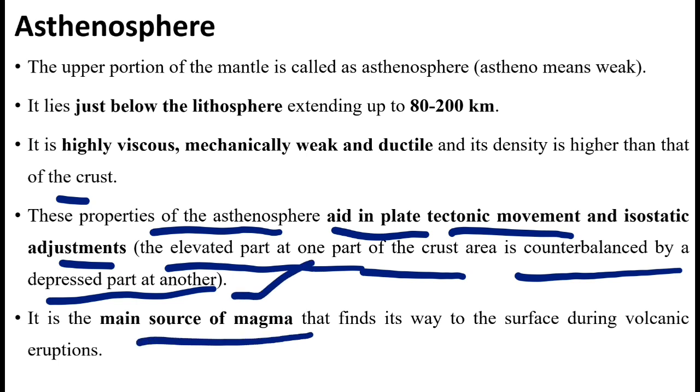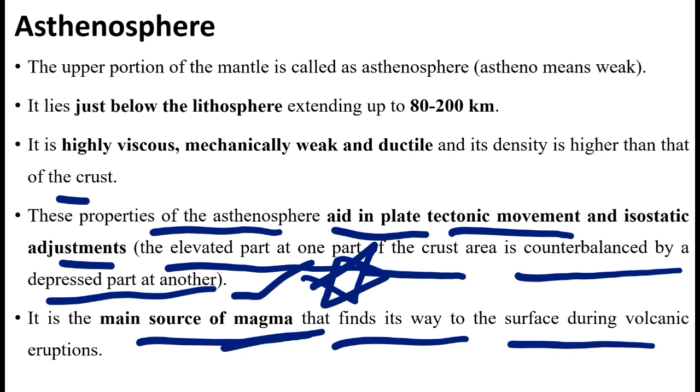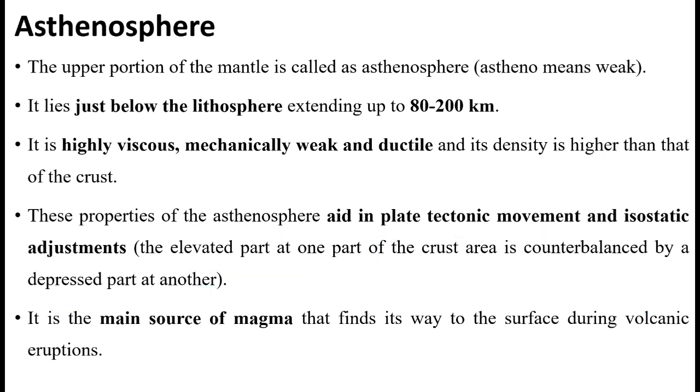It is the main source of magma. It is a very important point. The asthenosphere is the main source of magma that finds its way to the surface during volcanic eruption. So it is a very important point.